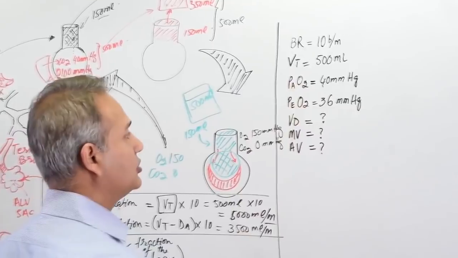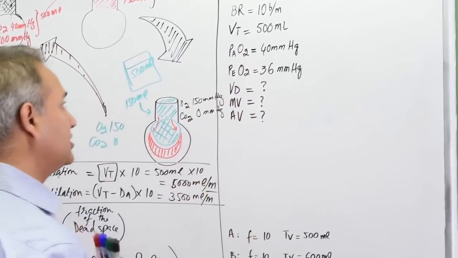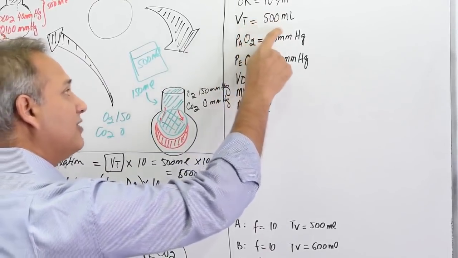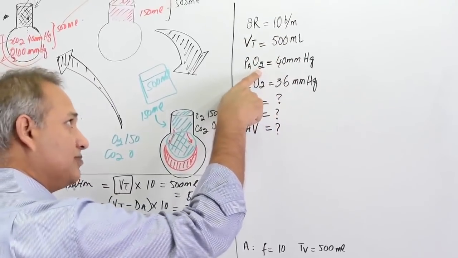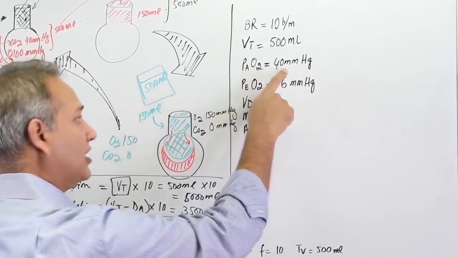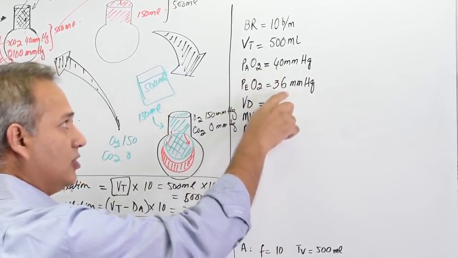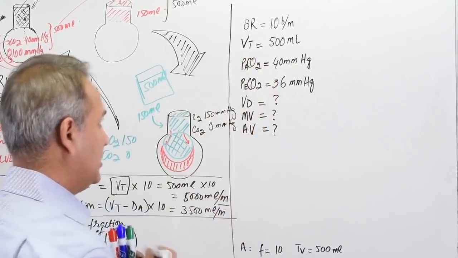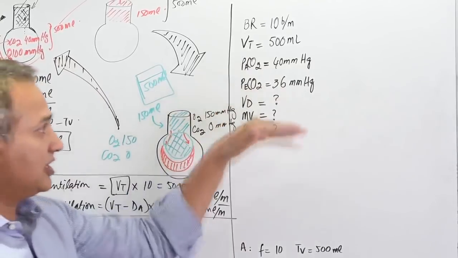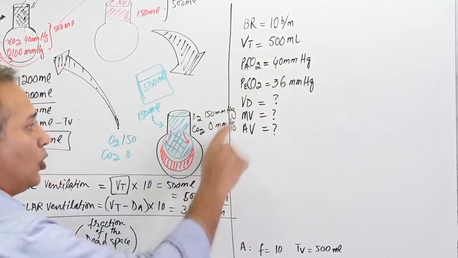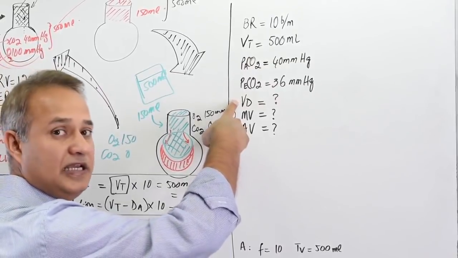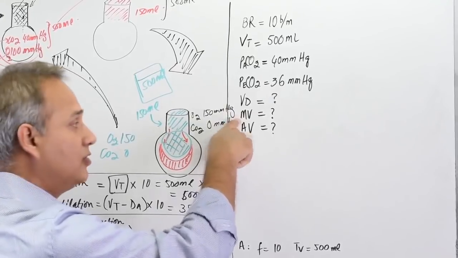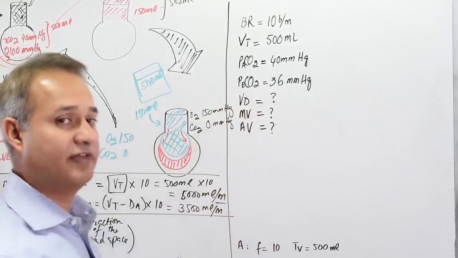A patient comes to you, or a person comes to you, I don't know if he's a patient yet or not. Breathing rate is 10, tidal volume is 500, oxygen pressure in the alveoli is 40, expelled air, I should make it carbon dioxide. Somehow today I've been confusing carbon dioxide and oxygen. Carbon dioxide is 36. What is the dead space volume? What is the minute volume or minute ventilation, and what is the alveolar ventilation?